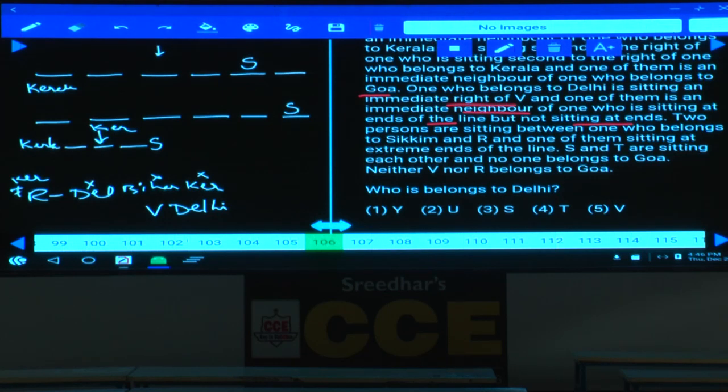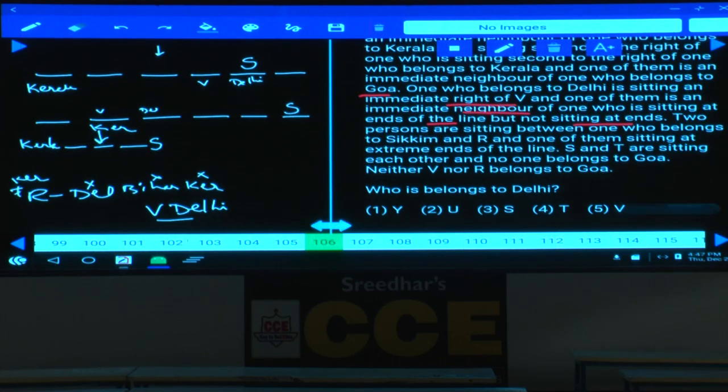That means either V or Delhi must be at the third place from the left or the third place from the right. Isn't it? Hence, V and Delhi can be at this place, like this. Or what is the other possibility here? V or Delhi can be in these two places as well. Done? V or Delhi.